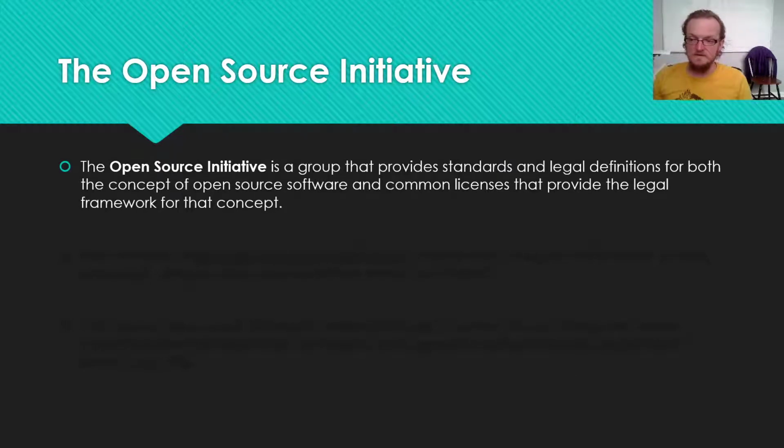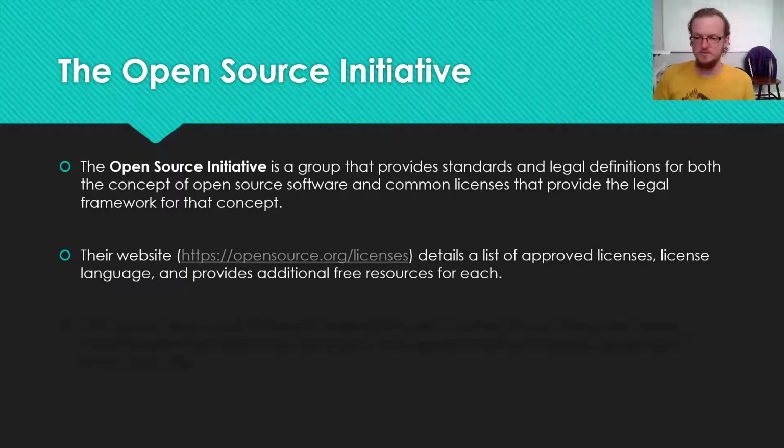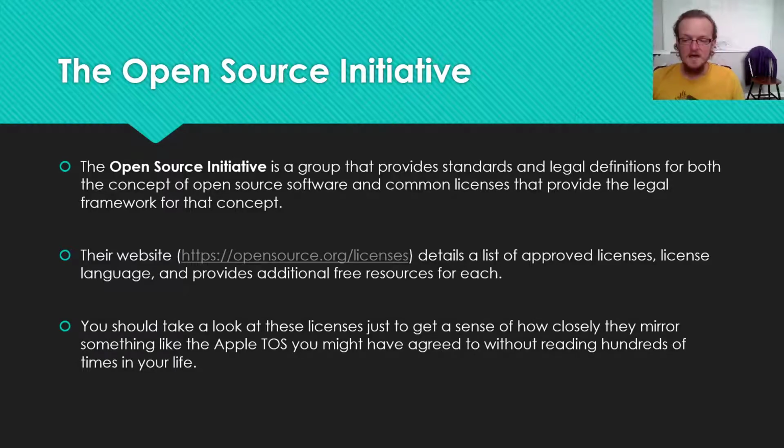So the Open Source Initiative itself is basically a group that maintains standards and legal definitions for a whole bunch of very common licenses. You can go to this website directly from this link in the PowerPoint, and it lists all of the approved licenses for open source software. It also provides license language, and additional resources for each one of them. If there are particularly weird clauses, a lot of the licenses will actually try to explain via example what those clauses mean. So what's important is that you spend maybe 5 or 10 minutes of your life going to this link and trying to understand what these licenses look like, and how they might be similar to something that you yourself have experienced in your life.